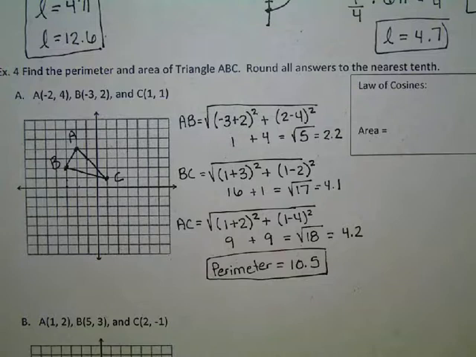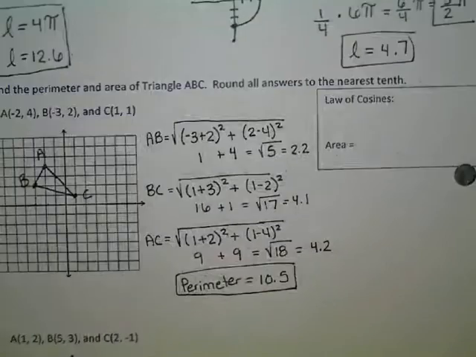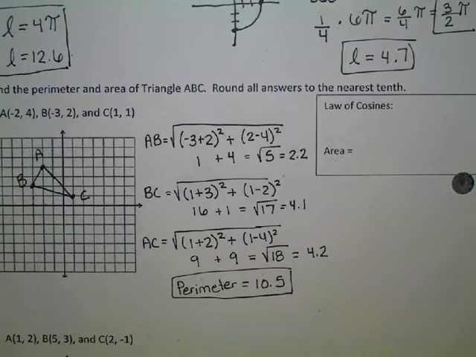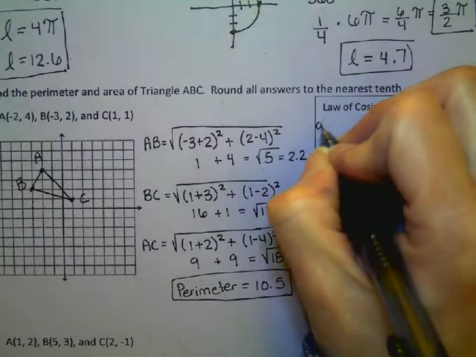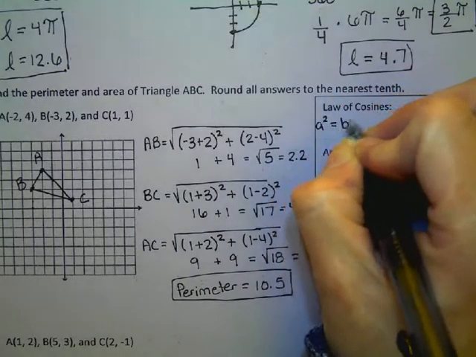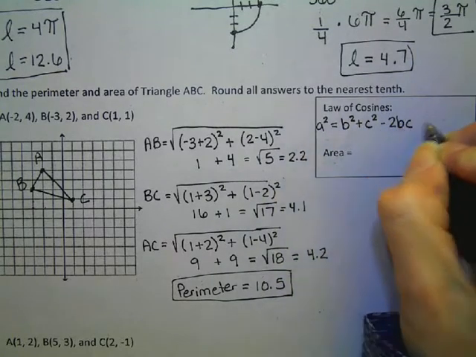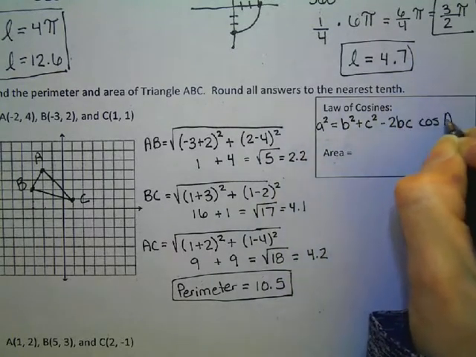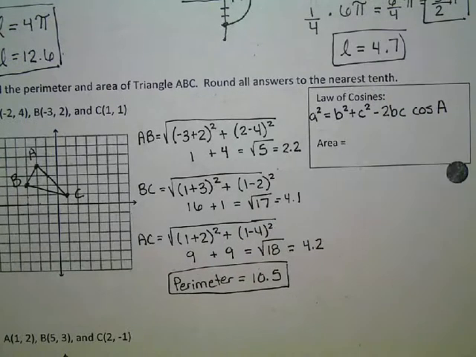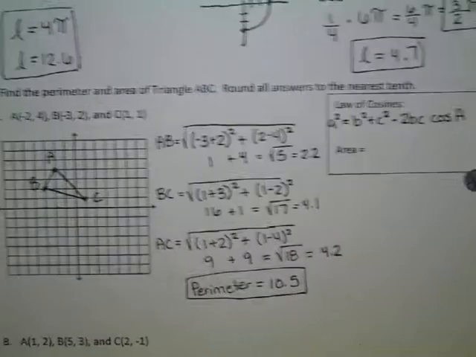So that isn't any different from the other side. What makes this one unique is we don't know enough information to find area. So we learned something called law of cosines, and here's what it looked like. We learned this a long time ago, but it was a squared equals b squared plus c squared minus 2bc cosine of a. Now remember, the a, b's, and c's can kind of be optional.